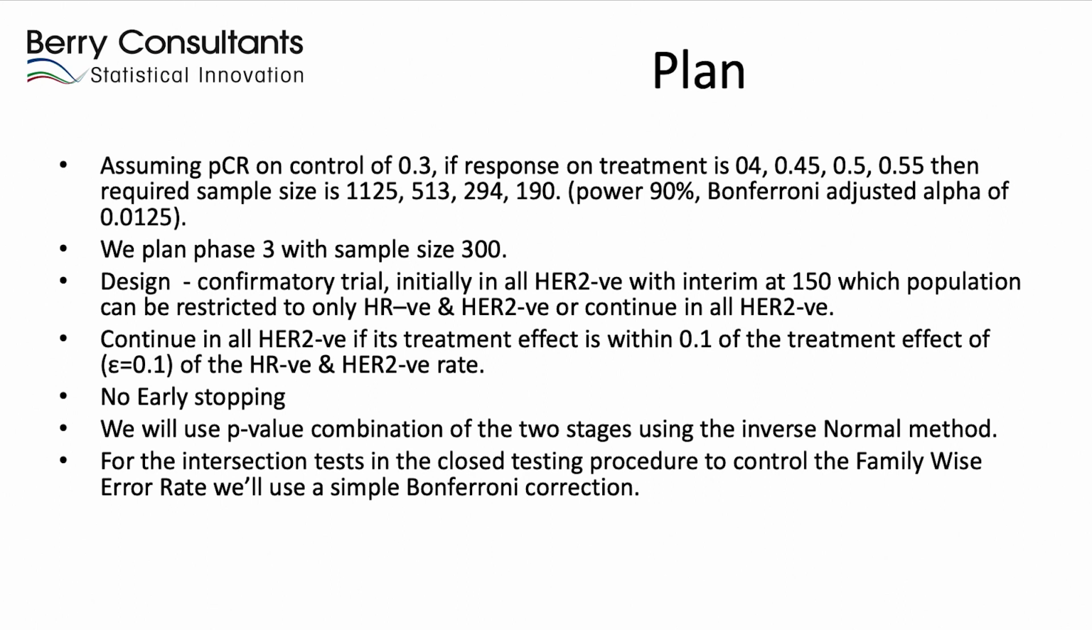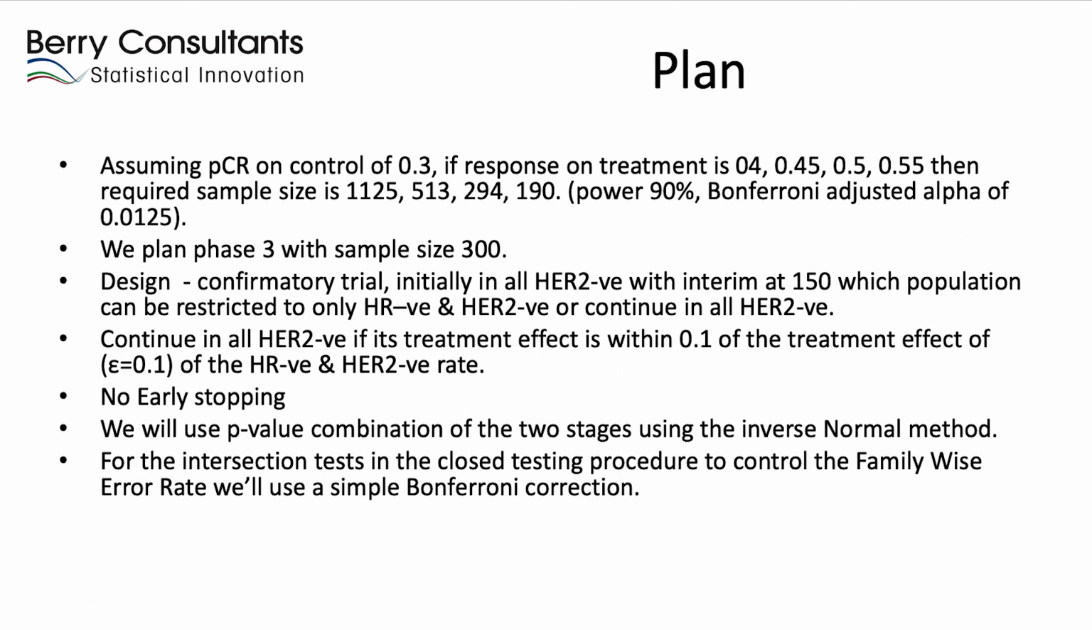So the design is going to be a confirmatory trial, initially all in the HER2 negative population, and we'll have an interim halfway through at 150 subjects. And at that point, we have the option to restrict the second half of the trial to only enroll the HR negative and HER2 negative.